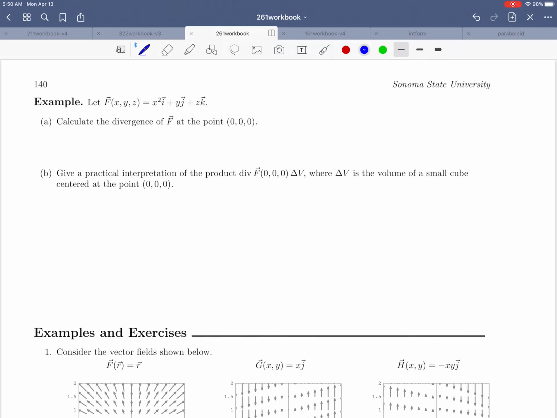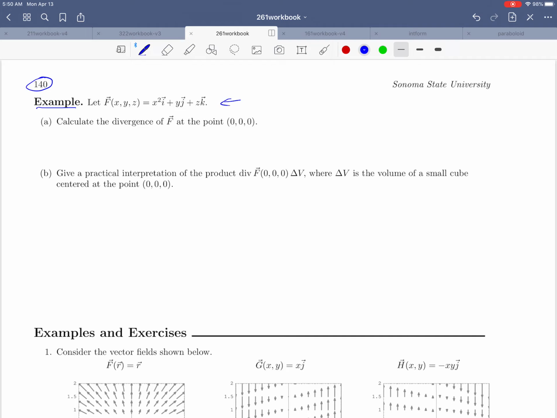We are looking at the top of page 140 in the workbook, and this example that we're about to look at is our first example of calculating the divergence of a vector field. We're going to do that and then also talk a little bit about the significance of that calculation. All right, so we are given a vector field that looks like x squared i plus yj plus zk.